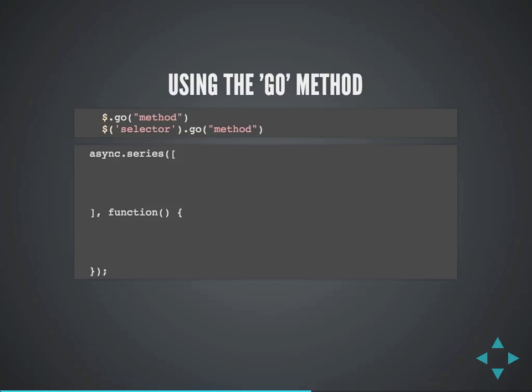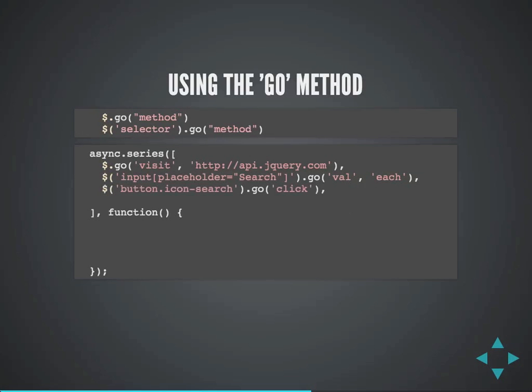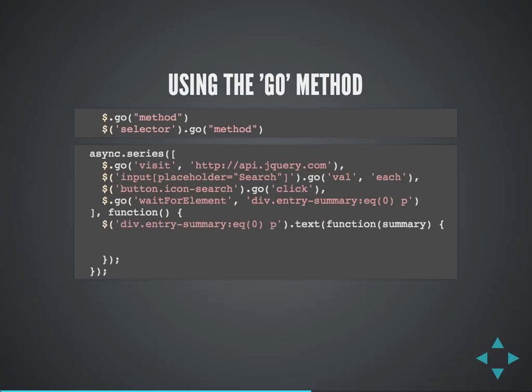In fact, it turns it into something that looks like this. So within there, you're going to say go visit api.jquery. Now we're going to find the input search. We're going to cite go. We're going to call the val command on that selector. We're going to add the each command. We're going to go find the button, click it. And then from there, we're going to wait for the element to appear on the page. When that's called, I'm going to get the text, console log the summary, and then close.